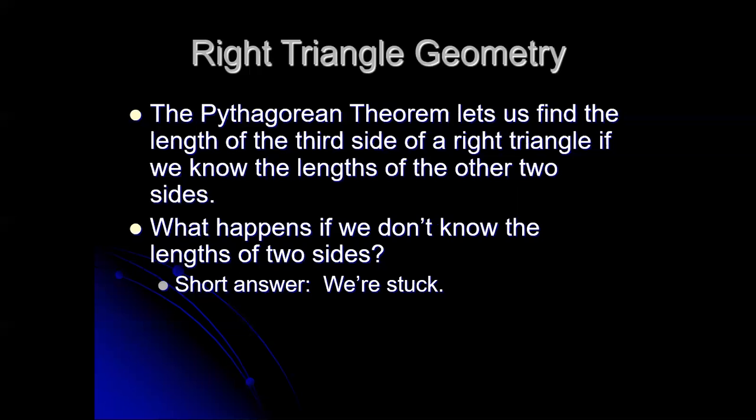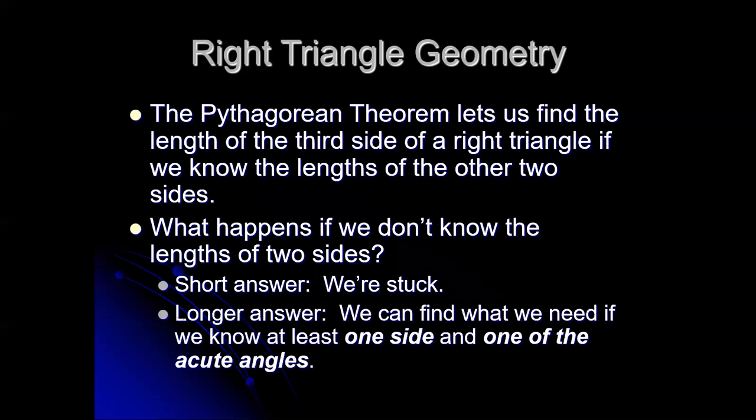We have only one piece of information. Now, of course, in practice in engineering, that just tells us we need more information. We got to go measure something. And typically what we need to measure is going to be an angle. If we know the length of the hypotenuse and we know one of the acute angles, we can find the legs. And that's what trigonometry is all about. So if we know one side, typically the hypotenuse, and one of the acute angles, we can find the remaining sides. And that's what trig's all about.